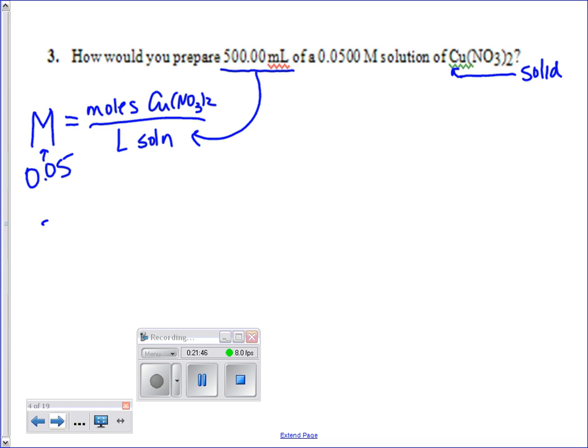Solve for moles, and then what? Find the mass. Why are we finding the mass? Why can't I just know how many moles to put in there? Winborn?